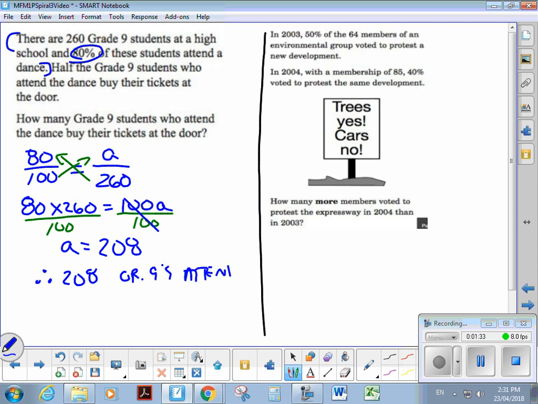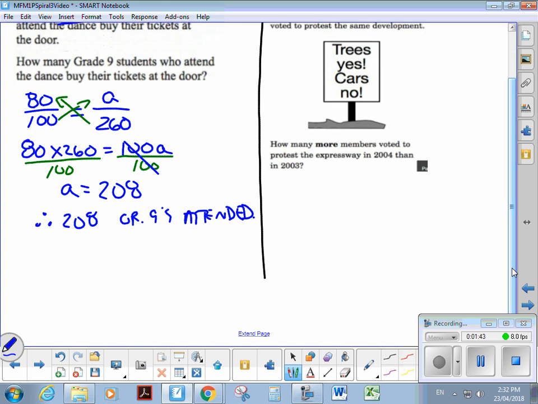Now, that's not the answer to the question, right? It says half the grade 9 students who attend the dance bought their tickets at the door. So that's a nice finish to that, because half of 208 is 104. So the question is, how many grade 9 students who attend the dance buy their tickets at the door?